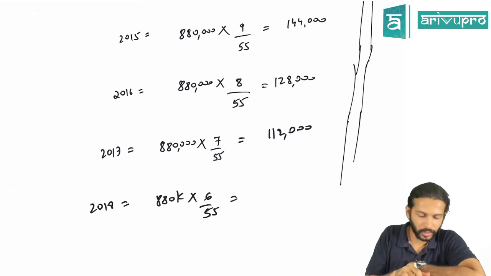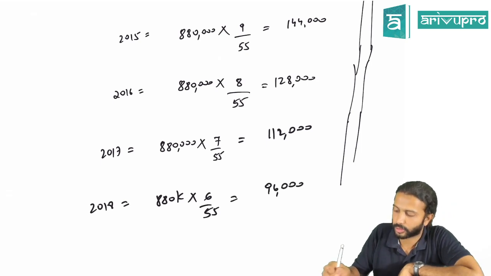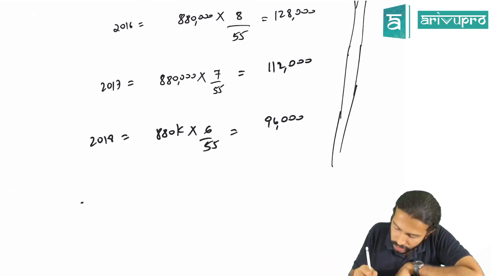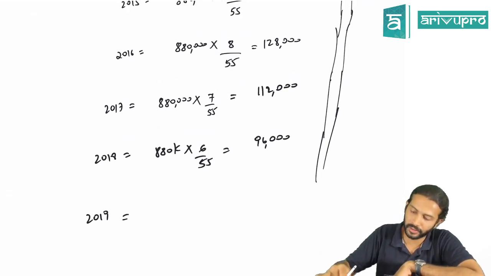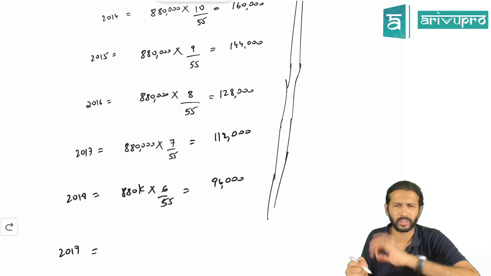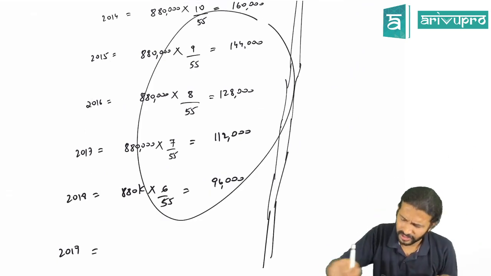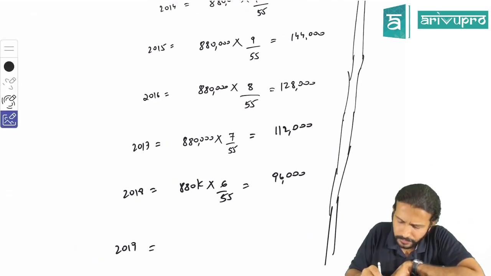So it will be 16,000 into 6, which is 96,000. Now they have asked for the 2019 depreciation. This is what they have asked in the examination. That means whatever we have done till here becomes a working note. Not really. Actually, in this problem, since they have asked for the machinery ledger, even this is relevant.